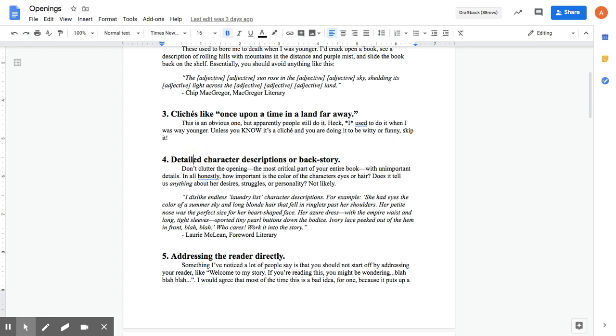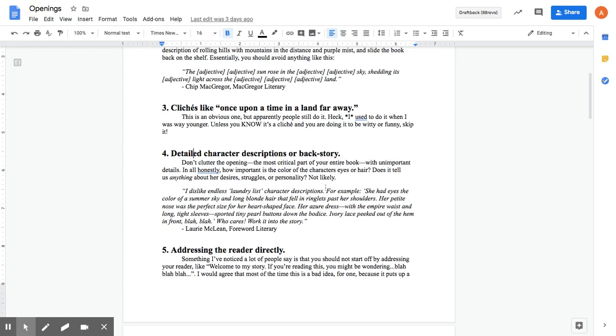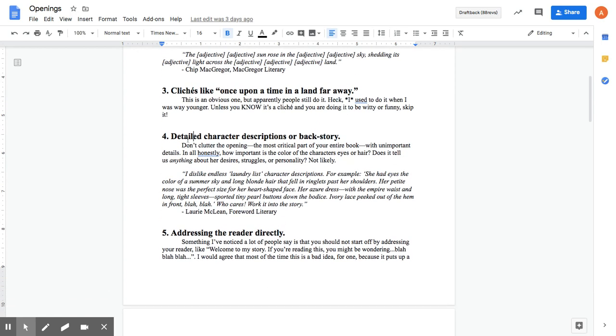Detailed character descriptions or backstory, you want to be careful with this. You don't want to clutter the opening with this. For example, she had eyes the color of a summer sky and long blonde hair that fell in ringlets past her shoulders. Her petite nose was the perfect size for her heart-shaped face. Blah, blah, blah. It's just so much description that there are better ways to get the description of the characters in.